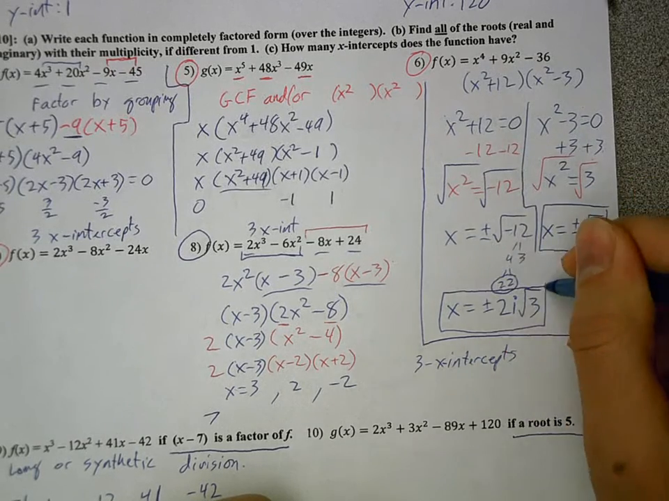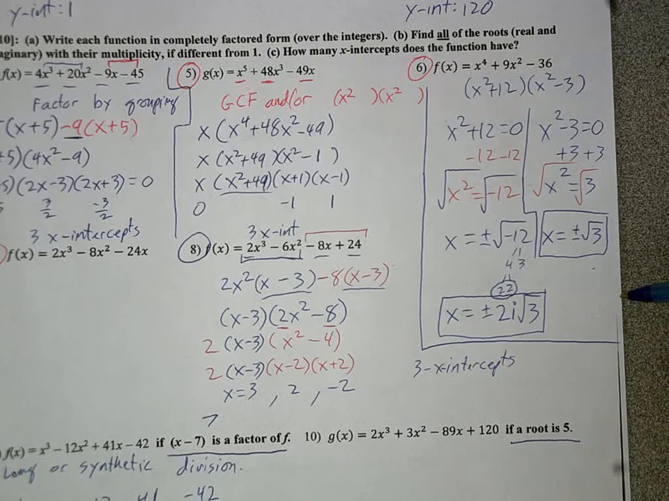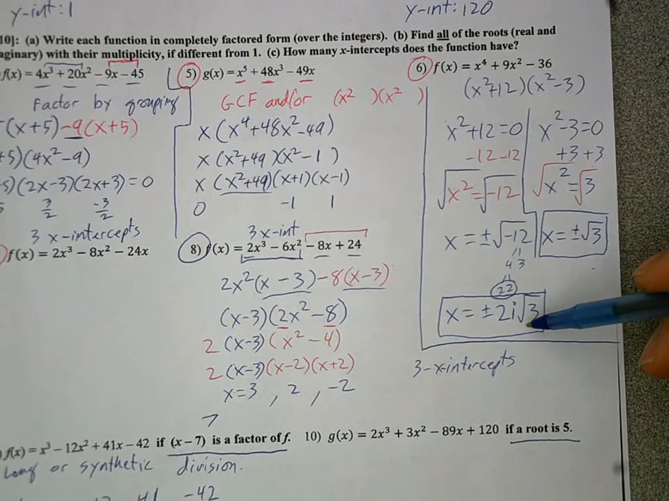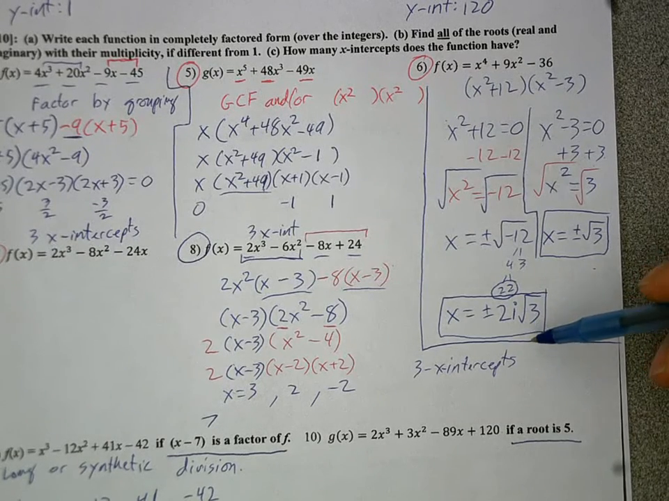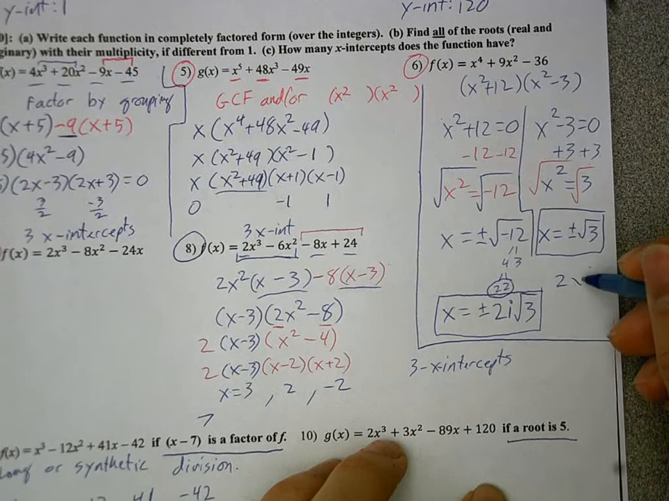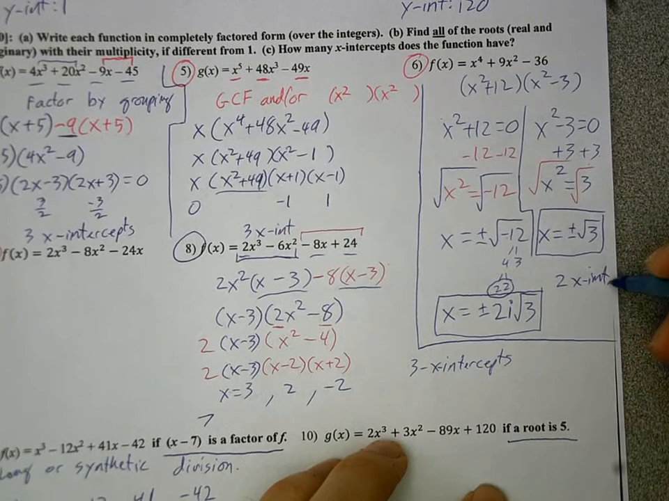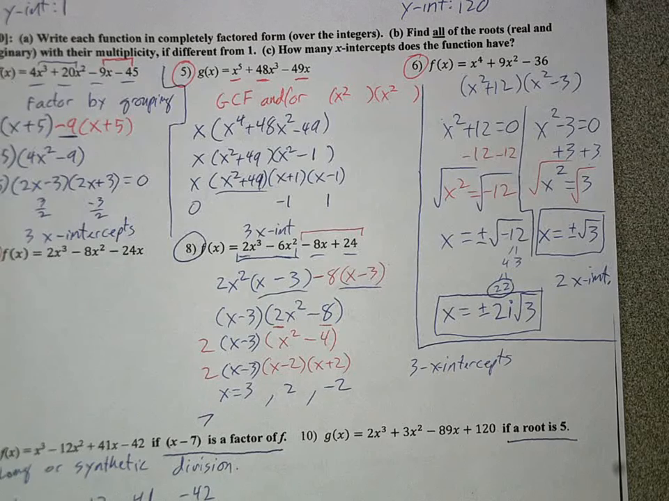Those are my 4 roots. How many x-intercepts do I have? Just 2. These are x-intercepts. These are not, because they're imaginary. They will not show up on my graph. So I have 2 x-intercepts. Are we okay with that one?